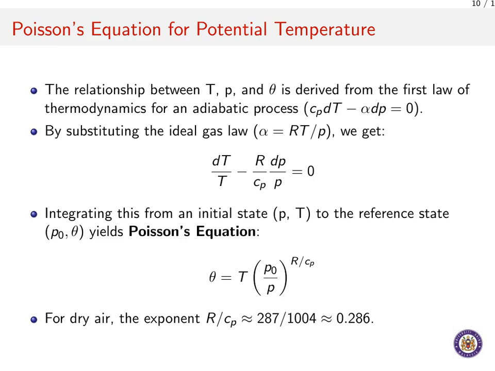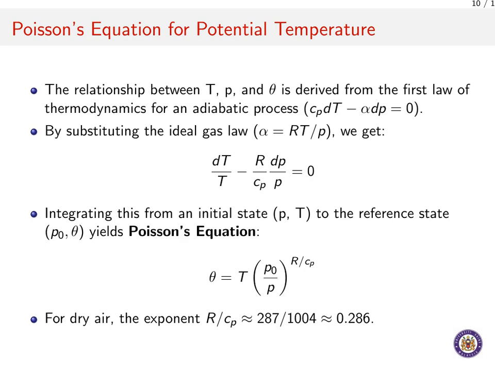The mathematical relationship between temperature, pressure, and potential temperature is incredibly useful, and it all starts with the first law of thermodynamics for an adiabatic process. We begin with the expression stating that the change in heat is zero, which can be written as C_p dT minus alpha dP equals 0. Next, we use the ideal gas law to replace the specific volume, alpha, with RT over P. After a little algebraic rearrangement, this gives us a differential equation, dT over T minus the ratio R over C_p times dP over P equals 0.